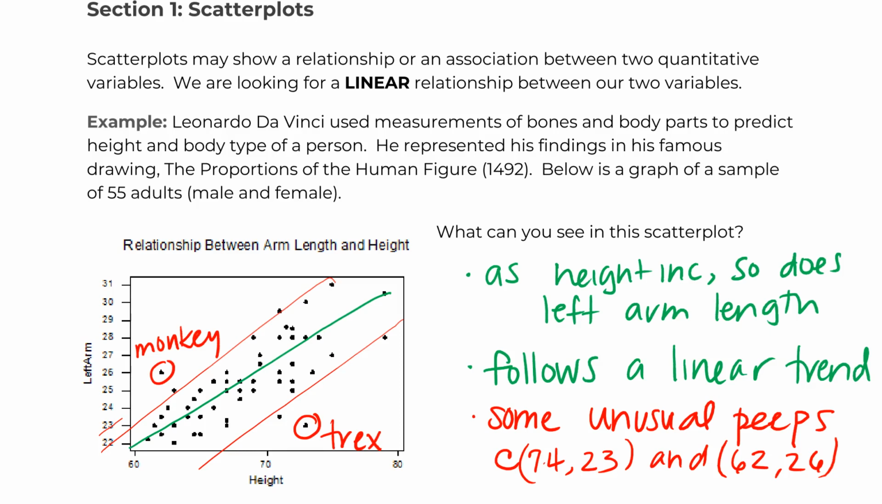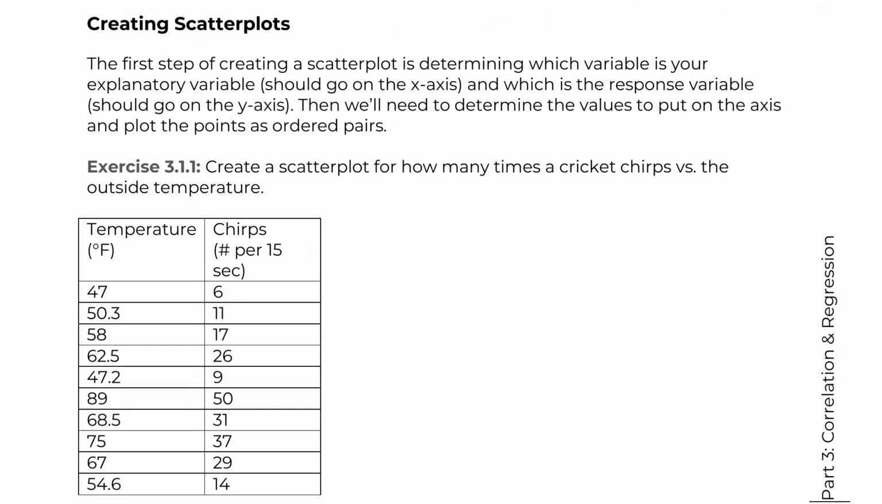So that's a scatter plot. That's some of the things that you can interpret, and I haven't even gone through the next page, which is like the actual interpretation. We could also create a scatter plot. This is not something I would ever have you do by hand, but it is nice to do once so you can get a feel for what the scatter plot's telling us. So in this particular exercise, we're looking at how many times a cricket chirps versus the outside temperature. Making these by hand is a little bit silly because in real life, you would just use technology, and technology would do all of this work for us.